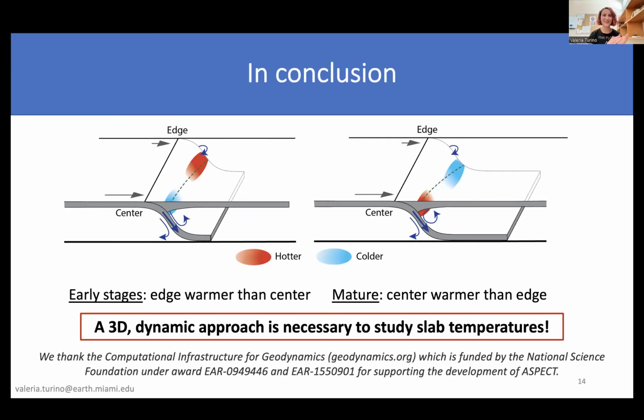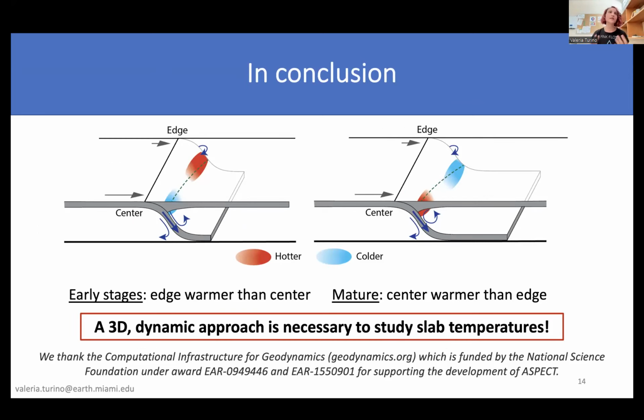So this is just a nice drawing to conclude. We see, in fact, that we have an along strike variation in temperatures and that they evolve in time. And in particular, at the center, we have lower temperature during early stages of subduction and then warmer temperatures during later stages of subduction.